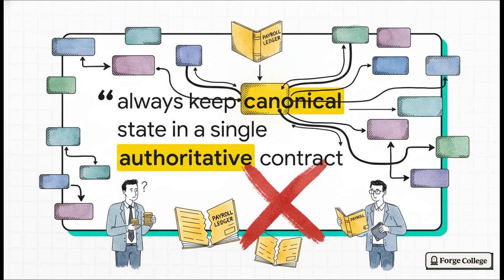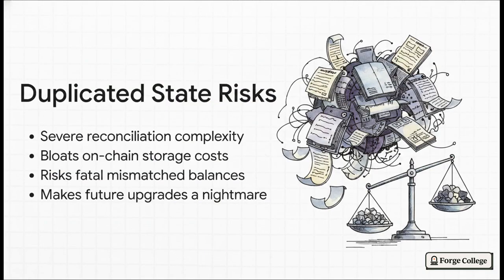To put it simply, never ever give 2 different managers their own copy of the payroll ledger, because eventually they're going to disagree. And when they do, someone's either getting paid twice or not at all. You need one true ledger, and absolutely everyone has to route the requests right through it. If you decide to ignore this and just copy state across different modules, you are actively inviting disaster.